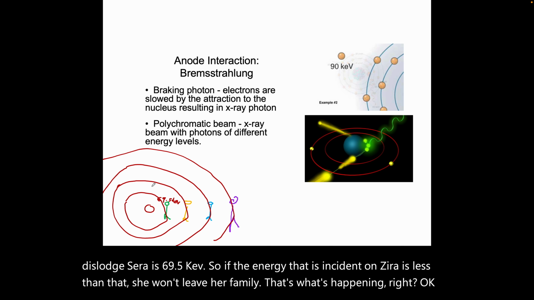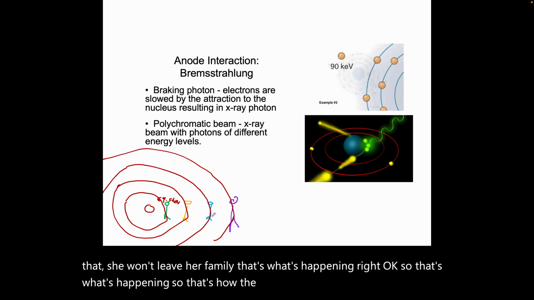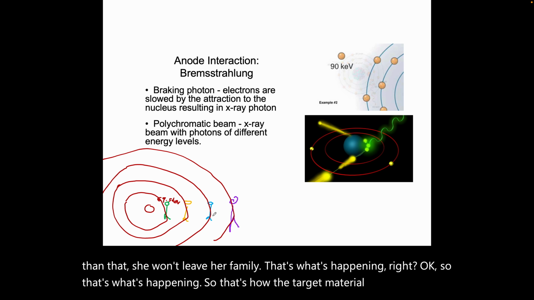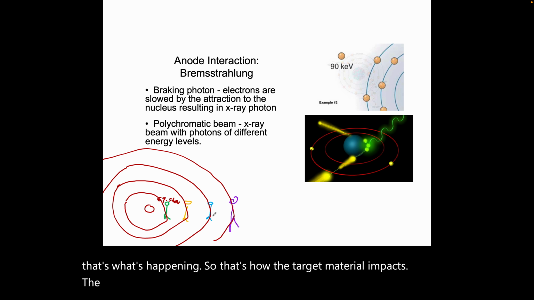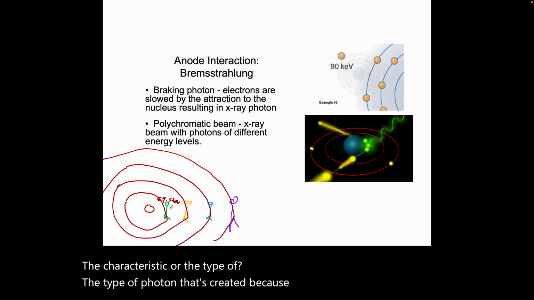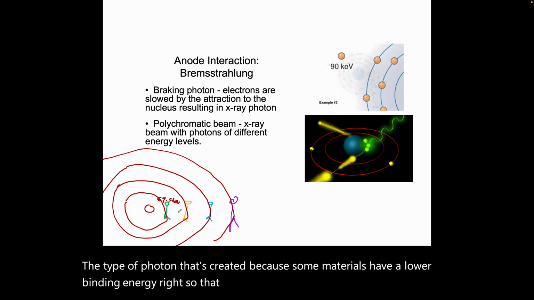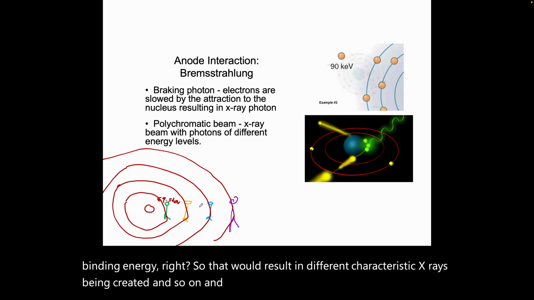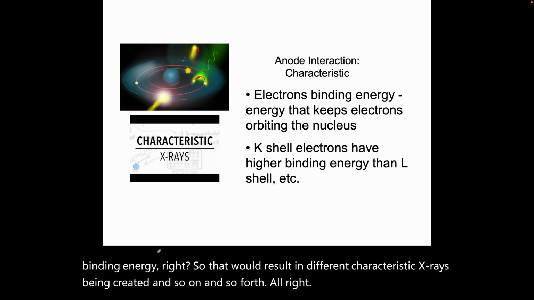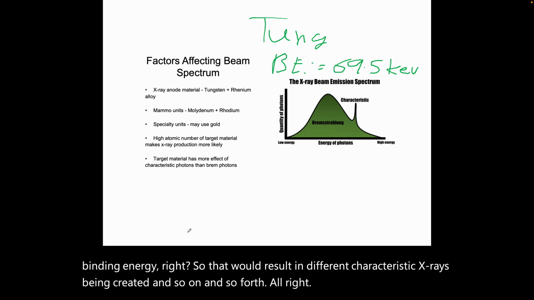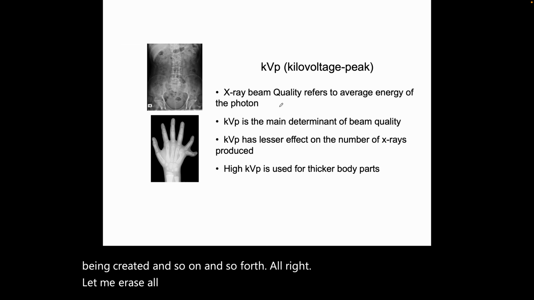So that's how the target material impacts the characteristic, or the type of photon that's created, because some materials have a lower binding energy, right? So that would result in different characteristic X-rays being created, and so on and so forth. All right, let me erase all this. Actually, it doesn't matter.